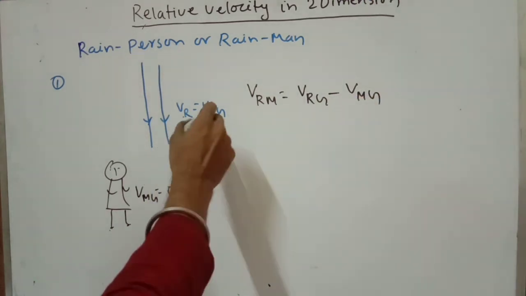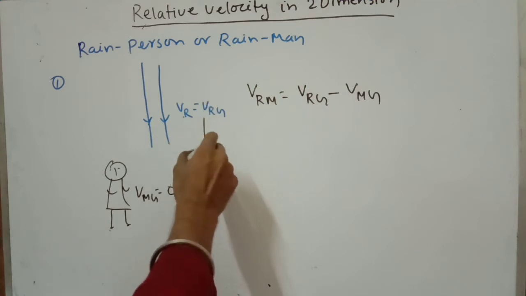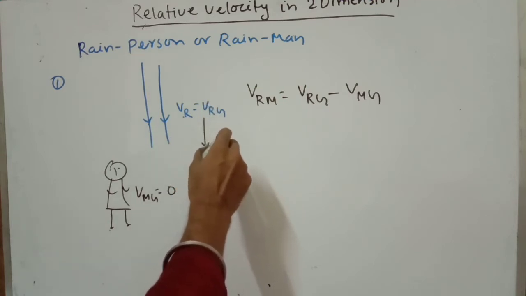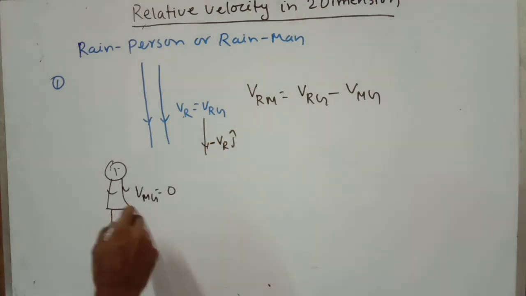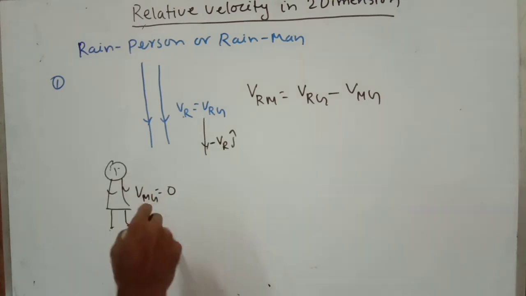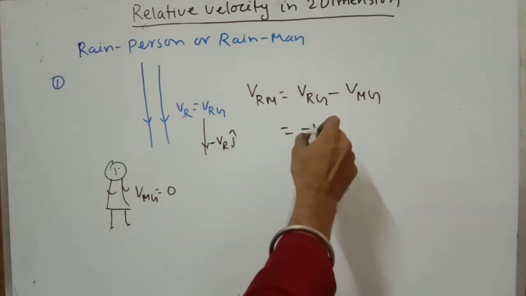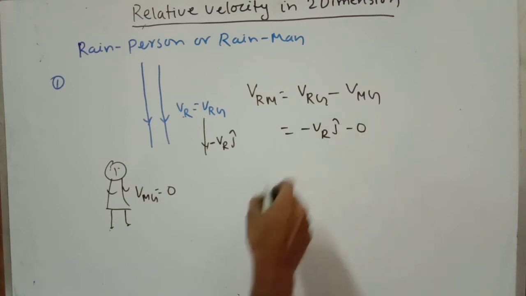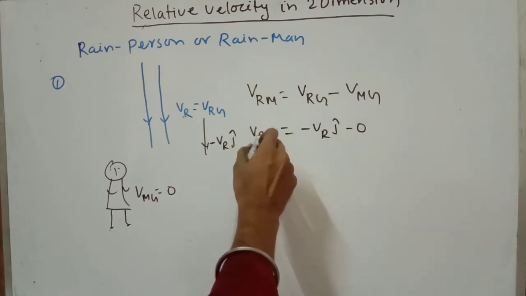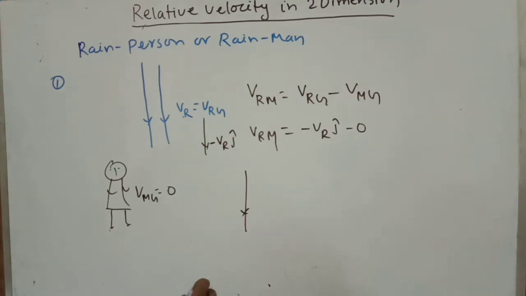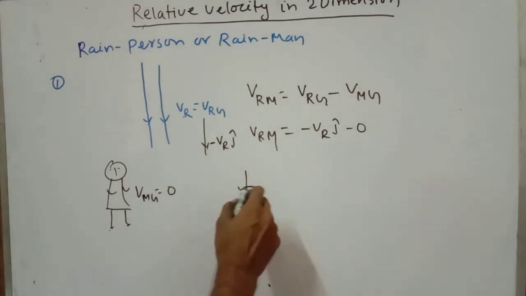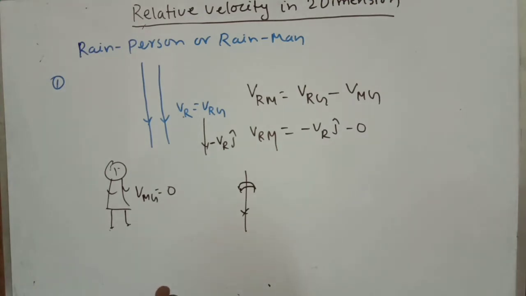If you consider the velocity of rain, obviously it goes vertically downward, so you can write minus VR j cap minus 0, since the man is at rest. So the velocity of rain with respect to man goes vertically downward. Simply, he will open the umbrella vertically upward, then he can be saved from the rain.